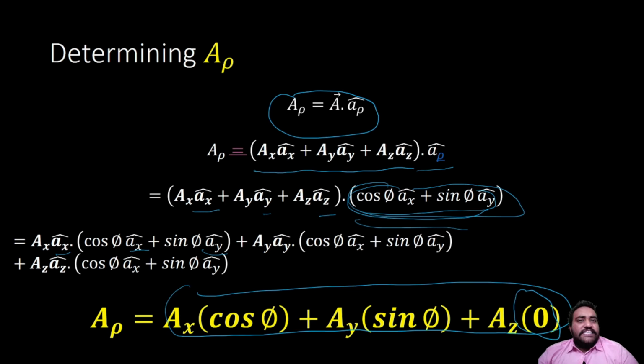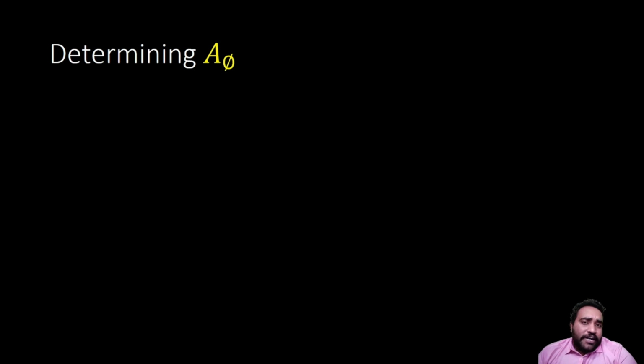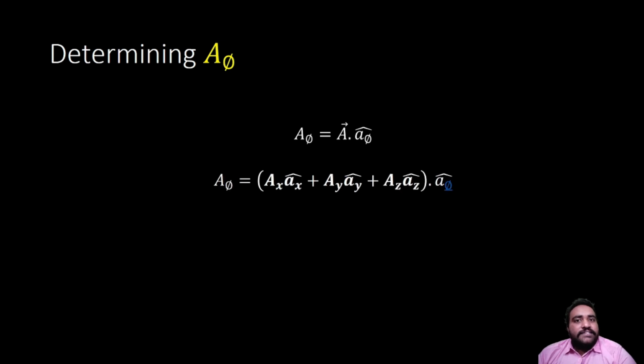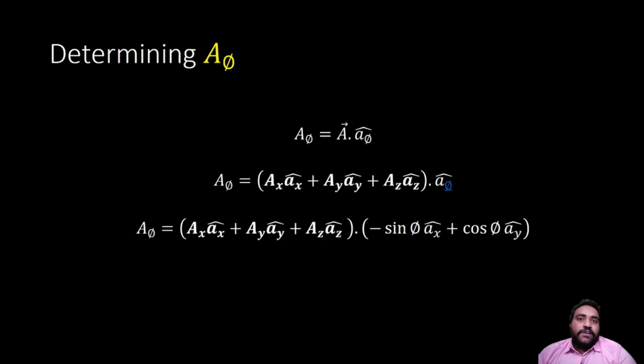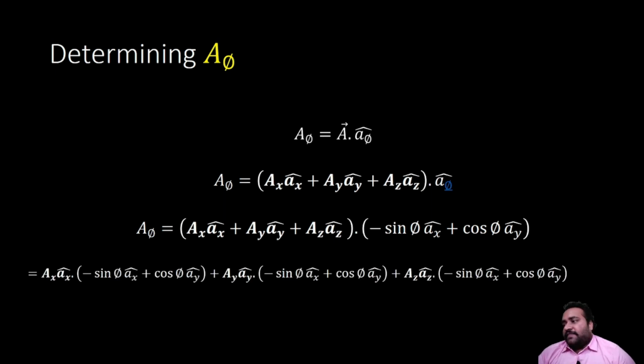A similar principle can be followed to determine the component along phi cap. To determine the magnitude of the component along phi cap, I will again perform the dot product operation between the given vector and the unit vector phi cap. A bar is given to us in Cartesian coordinates, and similarly phi cap can also be expressed in terms of unit vectors in Cartesian coordinates, which we have seen already. Again, I apply the distributive property and I get the expression given.